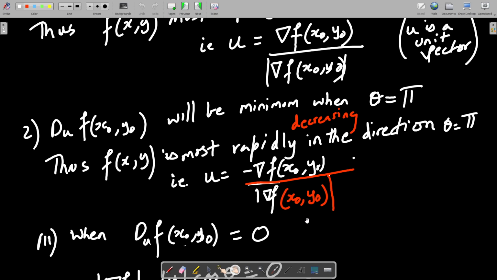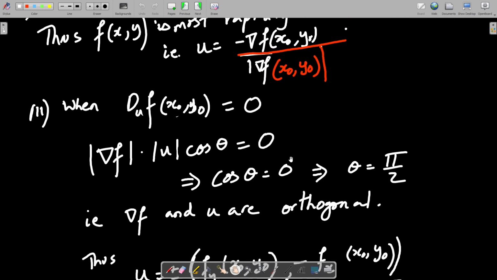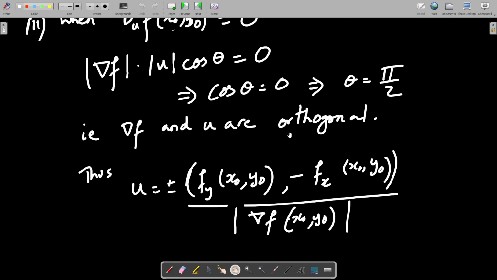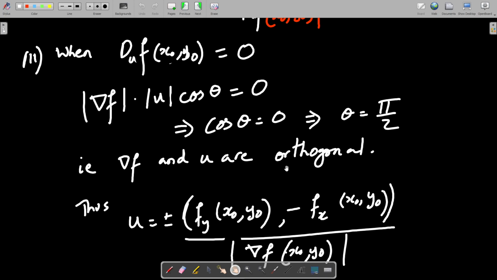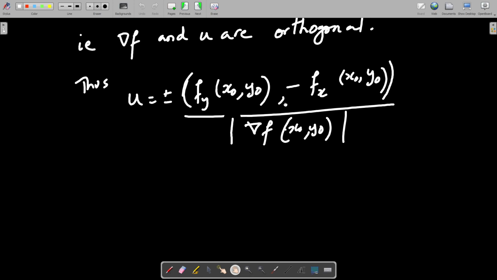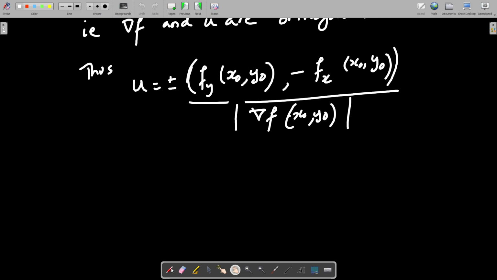Just convert it to a unit vector. And the directional derivative is 0 when the gradient of f and u are orthogonal. That is basically given by the vector u, which is plus or minus (fy, -fx) divided by the norm of the gradient of f. So now just write over there that this is the direction of no change.